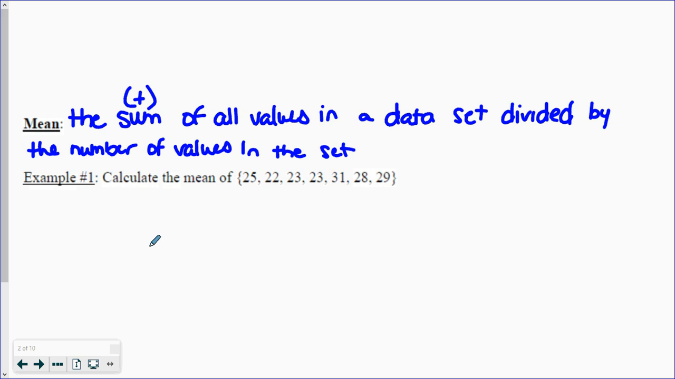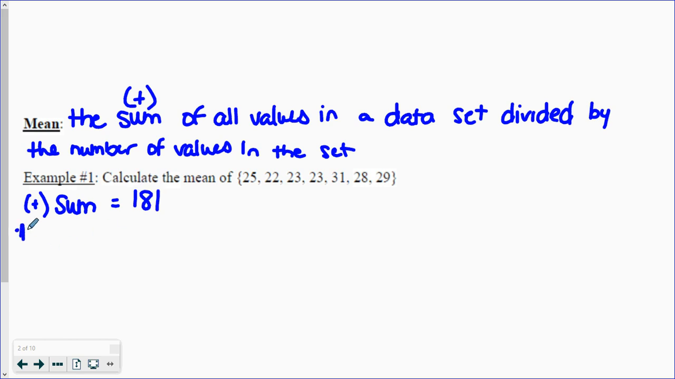So an example there, it says calculate the mean of, and then we are given in total 7 numbers here. So 25, 22, 23, 23, 31, 28, 29. So calculate the mean of these 7 numbers. What we need to do first is figure out the sum of the numbers. So again, we're going to add them up. If I punch in a calculator, 25 plus 22 plus 23 plus 23 plus 31 plus 28 plus 29, we get a sum equal to 181.